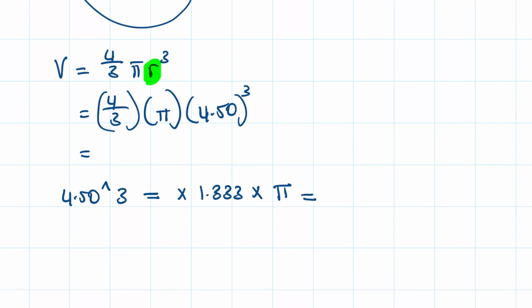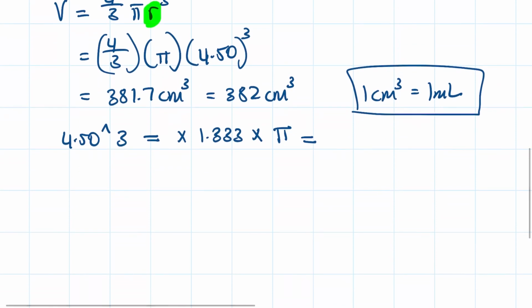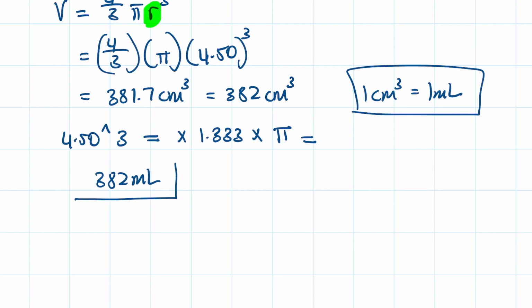Okay, when you work this out, you should get 381.7 centimeters cubed. We're going to keep with 3 sig figs, so we're going to round that up to 382 centimeters cubed. Now remember, when we learned about conversions, we said that 1 centimeter cubed is equal to 1 milliliter. So you could also say that the volume of the gas took up 382 milliliters.